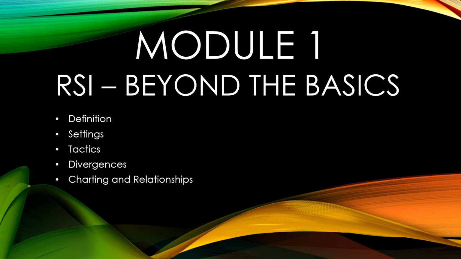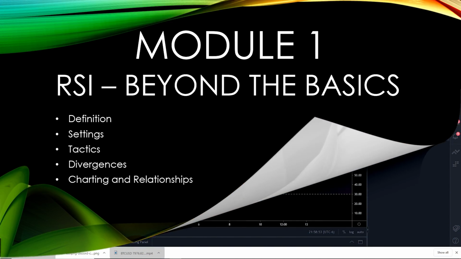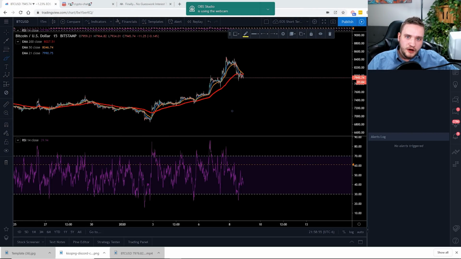So in this module, we're going to be going over the definition, the settings, the tactics, the divergences, and charting and relationships as well. So I've got this jam-packed with a lot of information. I'm going to pair it up with some cheat sheets as well in regards to the divergences to make it as simple as possible for you guys moving forward. But RSI is going to be our best friend when it comes to Elliott wave. Let's dive in.